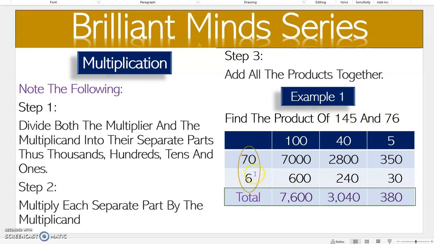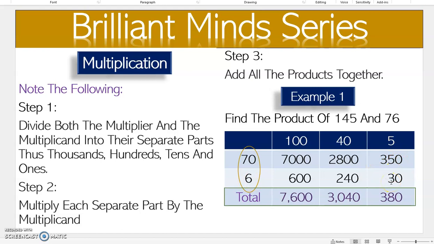After that, we are going to use 70 to multiply 100. That will give us 7,000. We are also going to use 70 to multiply 40. That's going to give us 2,800. Then 70 by 5 is going to give us 350. And then we take 6 to multiply 100. That gives us 600. 6 to multiply 40 will give us 240. And then 6 to multiply 5 is going to give us 30.